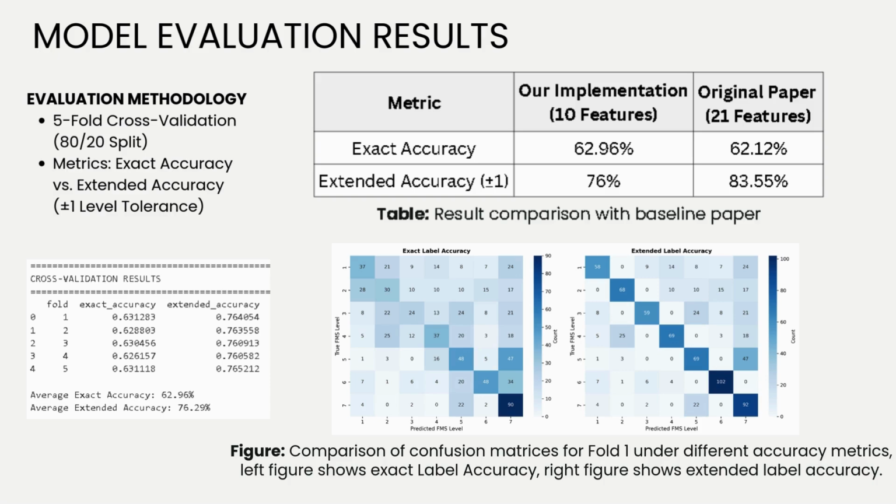slightly below the paper's 83%. It is still a strong result given the reduced data. As we can see in the confusion matrix in the bottom right, while the exact accuracy has some noise, the extended accuracy matrix on the right confirms that when I group nearby levels, the model performs much better.